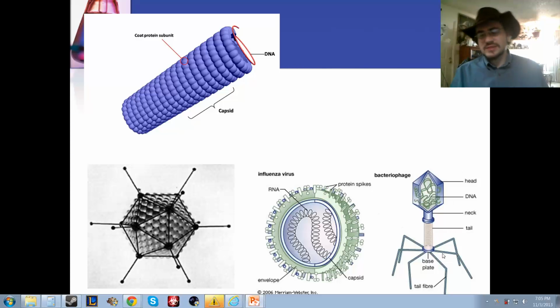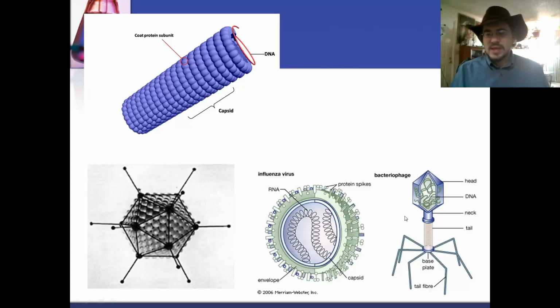And then this over here at the bottom right is our complex shape. So this is a bacteriophage, and it has an icosahedral head up here where the DNA is stored. Then it has attached to that a little neck. And then attached to that is a helical tail that has a little base plate here and then tail fibers coming off of it. And these tail fibers are what attach to the bacterial host cell.